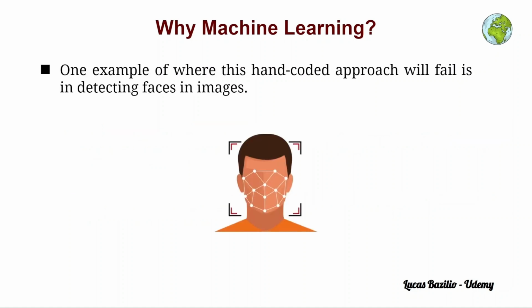A very simple example of where this hand-coded approach will fail is, for instance, in detecting faces in images. Today, almost every smartphone can detect a face in an image. However, face detection was an unsolved problem until 2001. The main problem is the fact that computers' understanding of pixels, the building blocks of an image, differs significantly from how humans perceive a face. And this contrast in representation makes it extremely challenging for a person to create a reliable set of rules to define what makes up a face in a digital image.